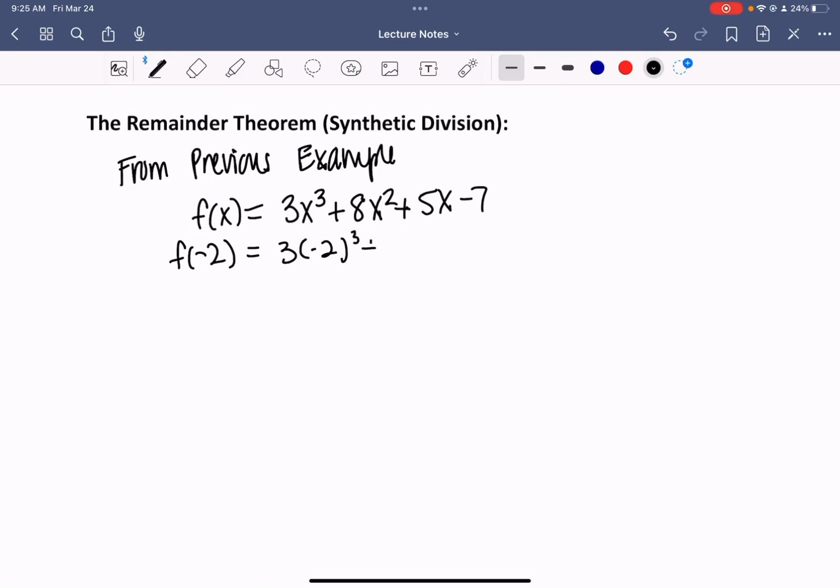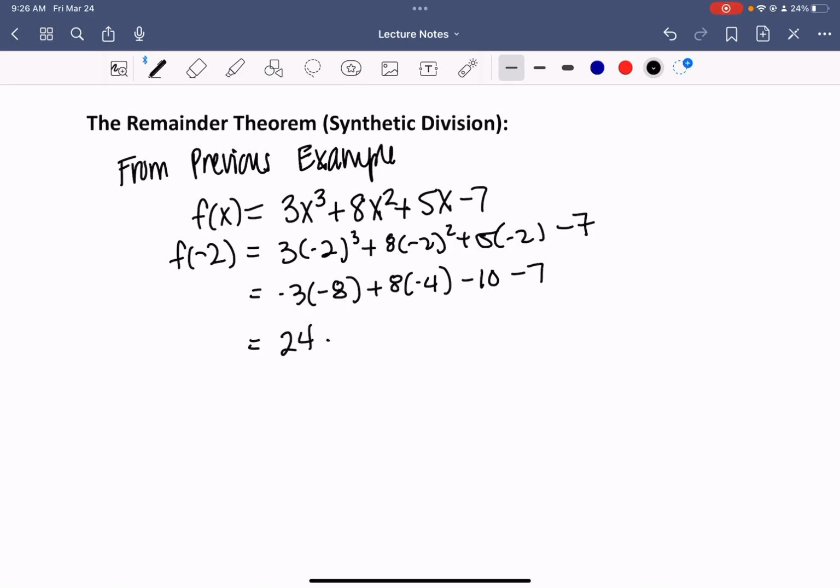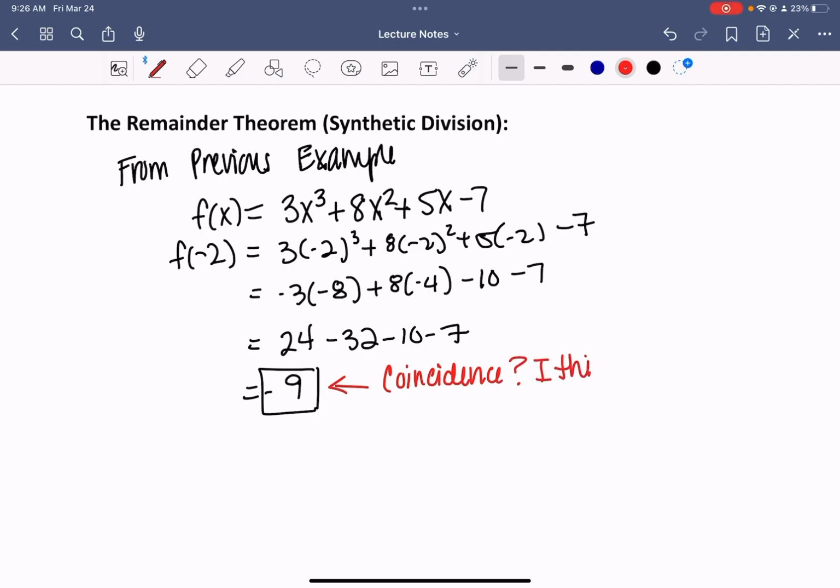that f of negative 2, notice, when I plug negative 2 in for x, just quickly doing this, let's see, that would give me negative 24 plus 32 minus 10 minus 7, just cleaning this up. I could use my on-screen calculator too. All that together gives me negative 9. And isn't that interesting or a coincidence that that negative 9 that we got was the remainder? So I don't think that's a coincidence.